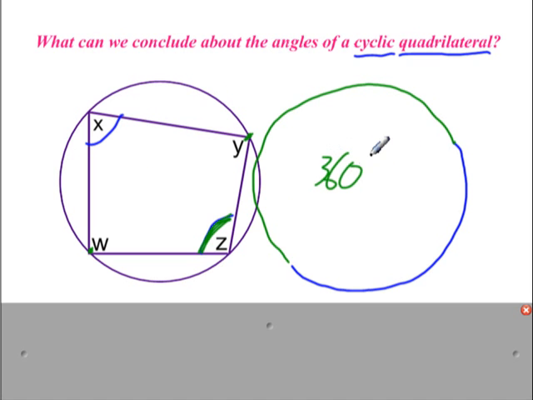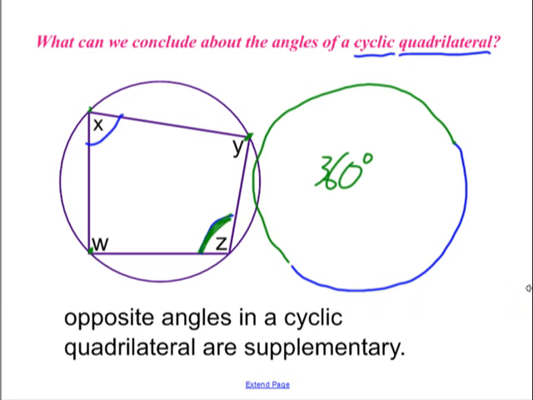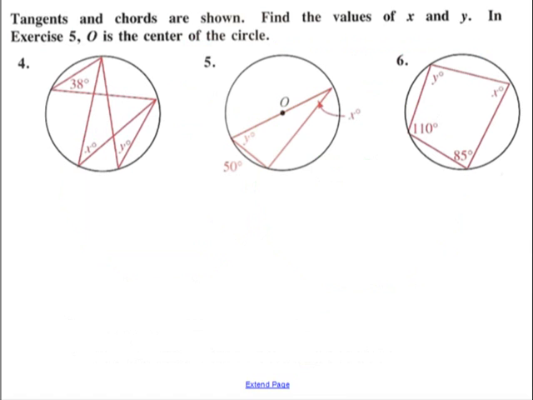That's 360 degrees. But what do we know about the inscribed angles? While the vertex is on the circle, the angle is half the arc. So X and Z combined intercept 360 degrees, which means they must equal half that. They must equal 180 degrees. So opposite angles in a cyclic quadrilateral add up to 180. They are supplementary. So in this example, X and Z are supplementary, and W and Y are supplementary. Kind of cool.